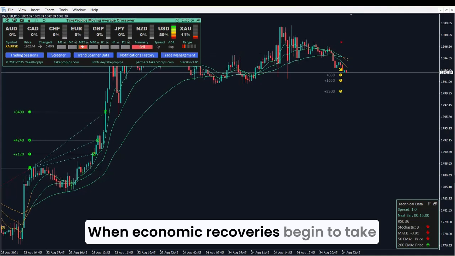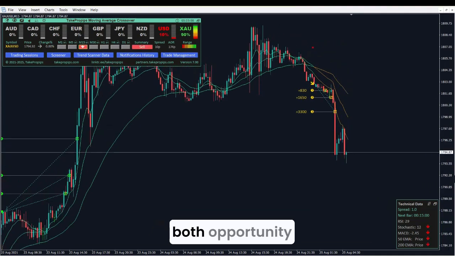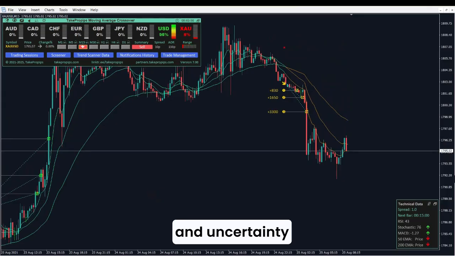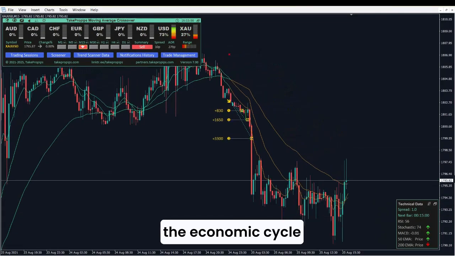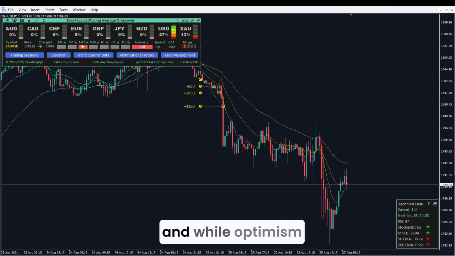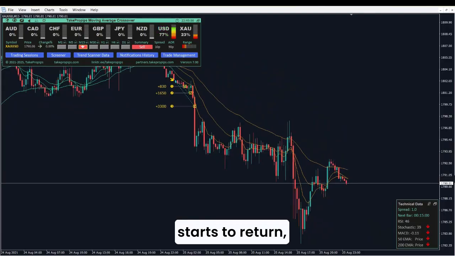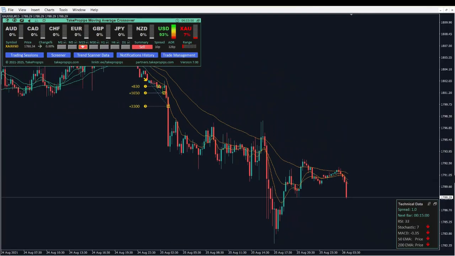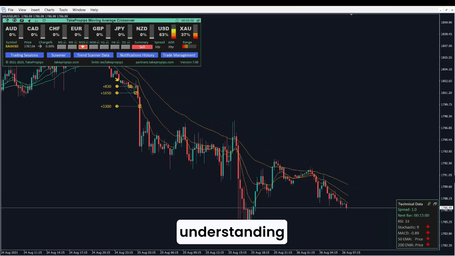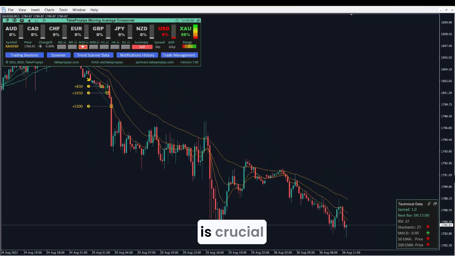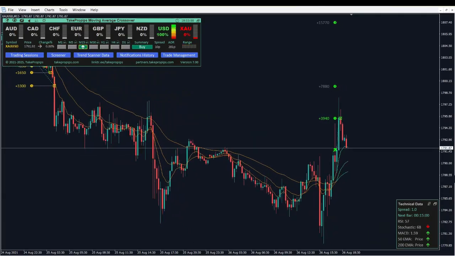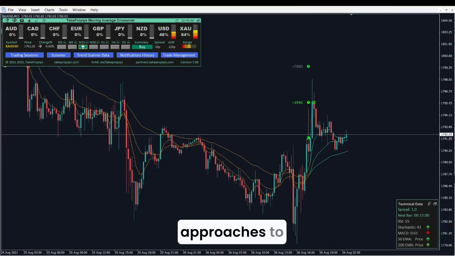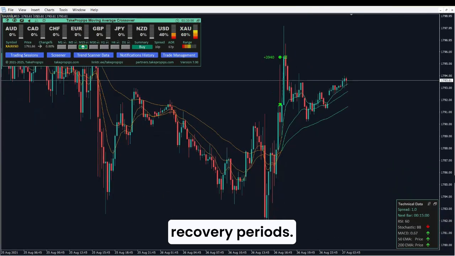When economic recoveries begin to take shape, they bring both opportunity and uncertainty to the Forex market. This phase of the economic cycle often follows a downturn, and while optimism starts to return, volatility usually stays high. For Forex traders, understanding how to navigate this transition is crucial to making smart, profitable decisions. So let's break down some of the best approaches to trading during these recovery periods.